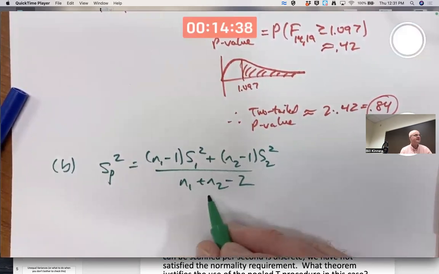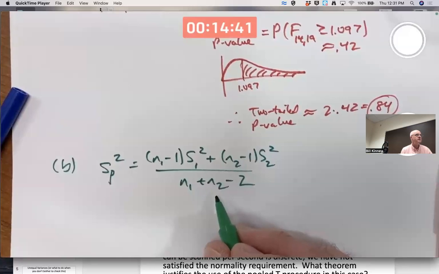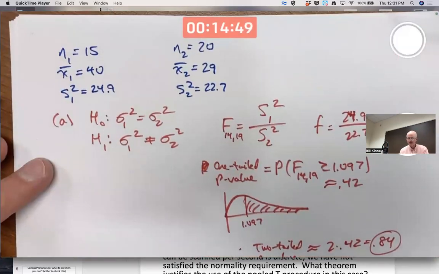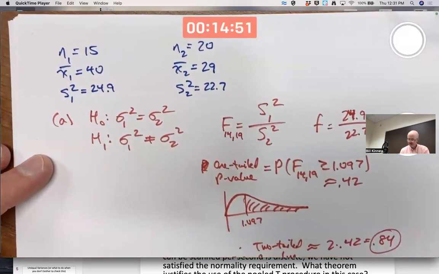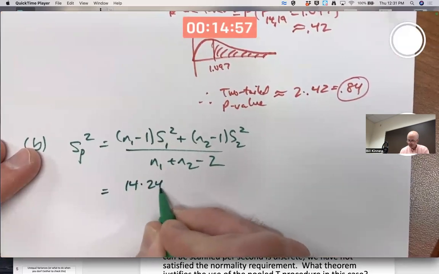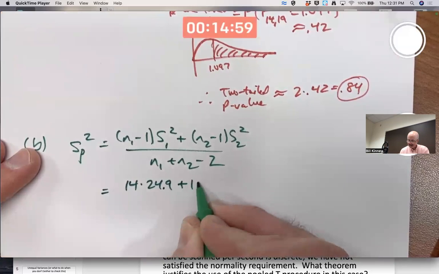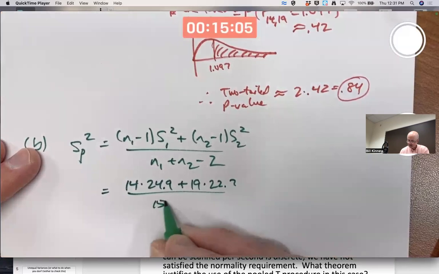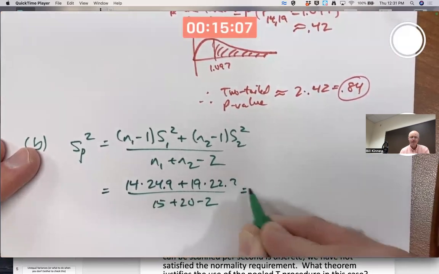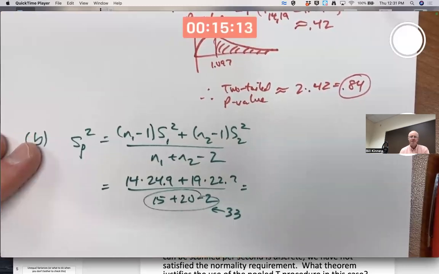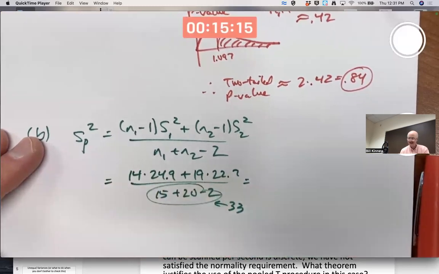And that quantity, n1 plus n2 minus 2, is the degrees of freedom that we'll use to compute the confidence interval as well. With my new n1 and n2, that's not the same as in the book, 15 and 20, what does this become? 14 times s1 squared is 24.9 plus 19 times s2 squared is 22.7, divided by 15 plus 20 minus 2, which of course is 33. Yep, it's a sum of those two, 14 and 19 as well.